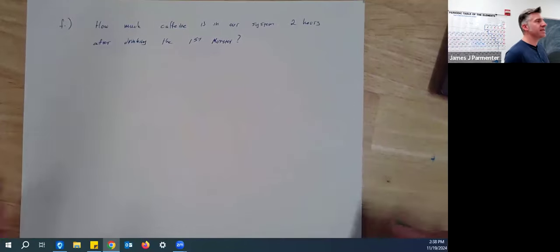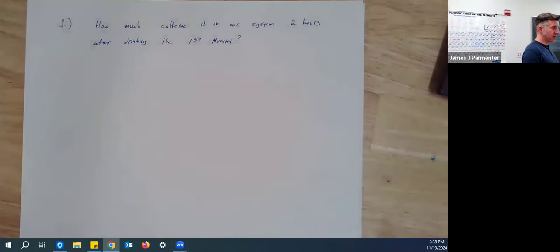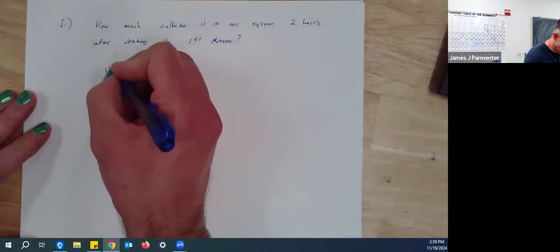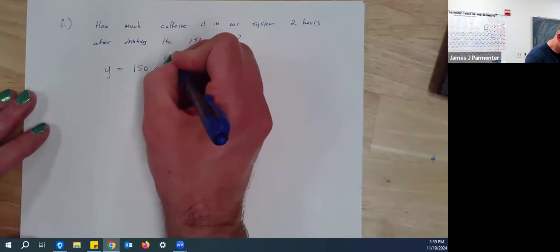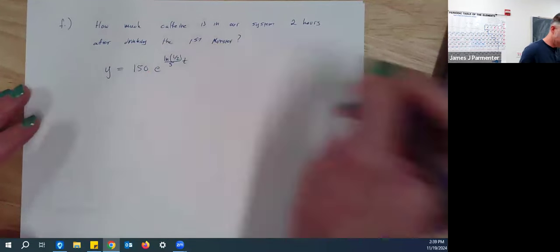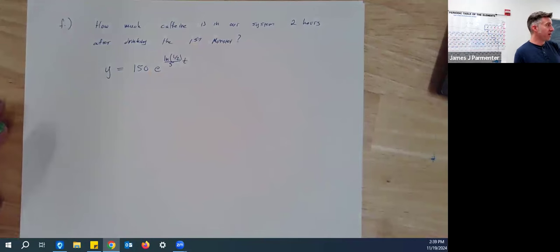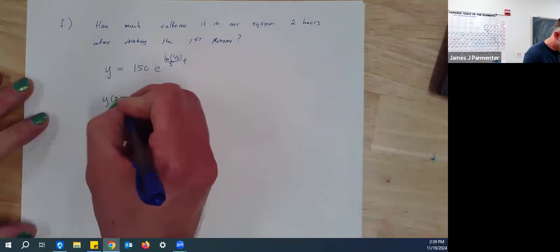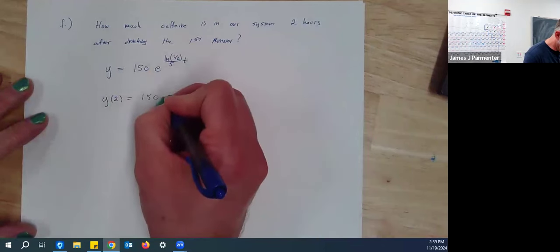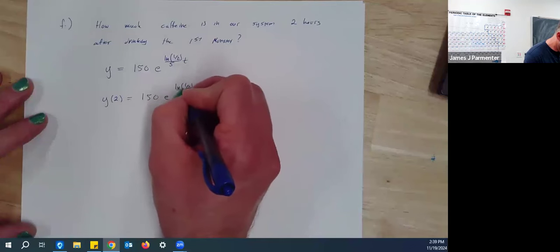Well, that's probably the easiest type of question to answer because we already have found the model for the amount of caffeine in our body as a function of time. I'll remind you one more time, it's y equal to 150 e to the natural log of 1/2 over 5 times t. So if that's our model for the amount of caffeine at time t, then we're just going to plug in time equal to 2 and get that y, or y of 2 if you like, is 150 e to the natural log of 1/2 over 5 times 2.